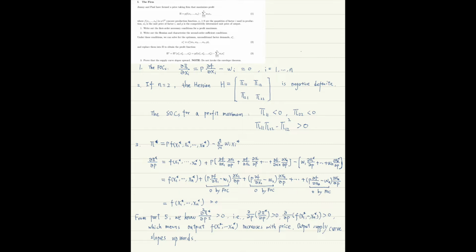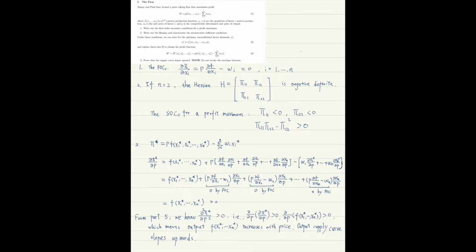In a two-input case, where n is equal to 2, a negative definite Hessian matrix means pi sub 1, 1 is negative, pi sub 2, 2 is negative, and pi sub 1, 1 times pi sub 2, 2 minus pi sub 1, 2 square is positive.